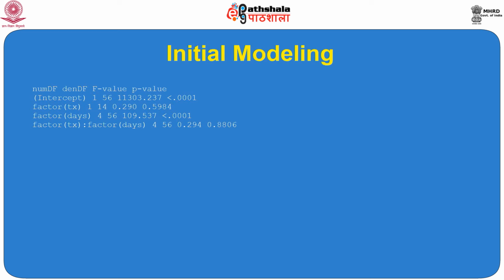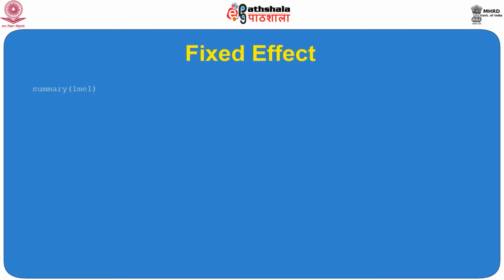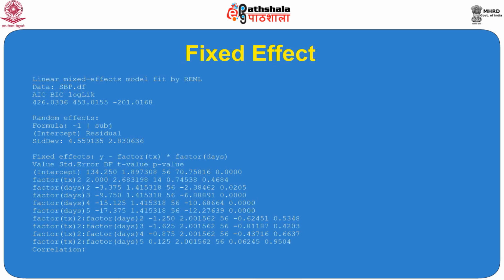0.5984. Now we are going to get the estimates for the fixed effect model that we have considered here, treatment and days. As we have noticed, AIC stands for Akaike information criterion and BIC stands for Bayesian information criterion, and logLik is the log likelihood of these estimates. As a result we can see that the AIC value is 426.03, BIC 453.01, and log likelihood 201.01.